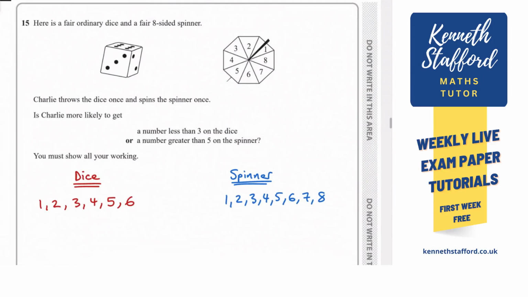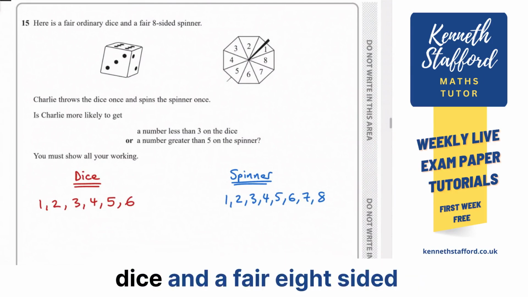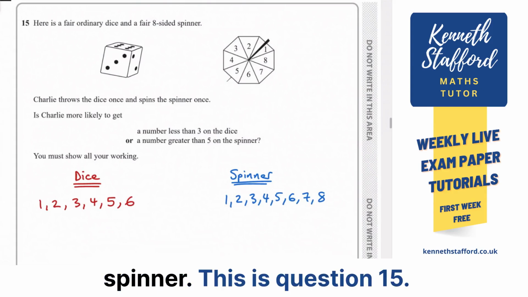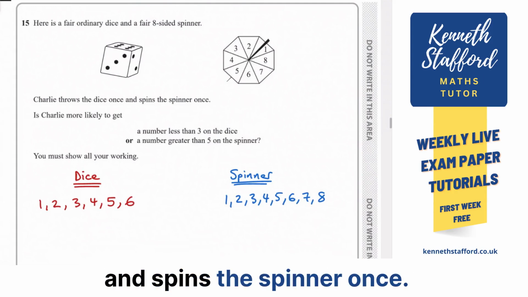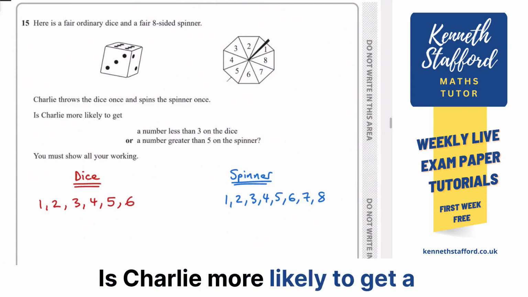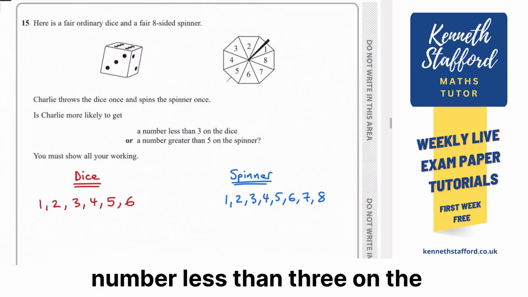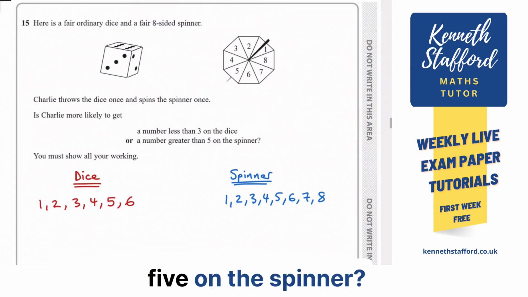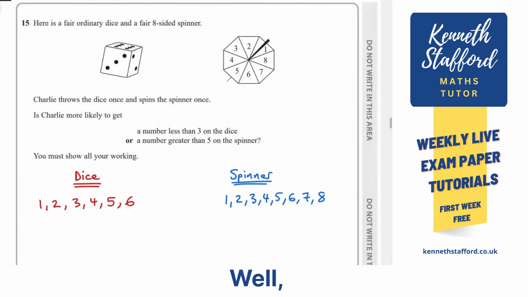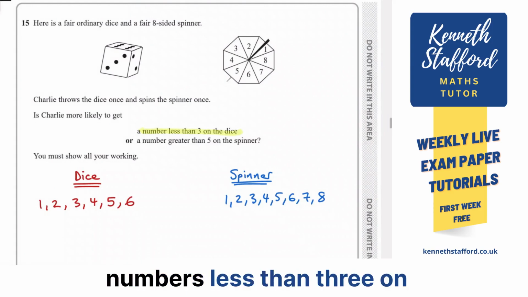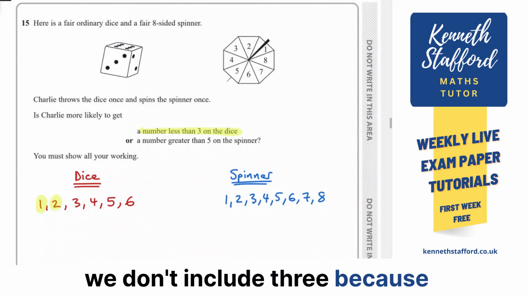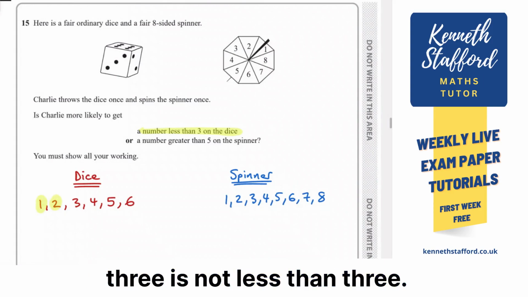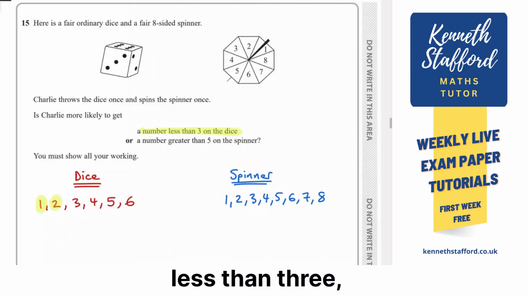And here we've got an ordinary dice and a fair 8-sided spinner. This is question 15. Charlie throws the dice once and spins the spinner once. Is Charlie more likely to get a number less than 3 on the dice or a number greater than 5 on the spinner? Well, numbers less than 3 on the dice are 1 and 2. Now we don't include 3 because 3 is not less than 3. Only 1 and 2 are less than 3.